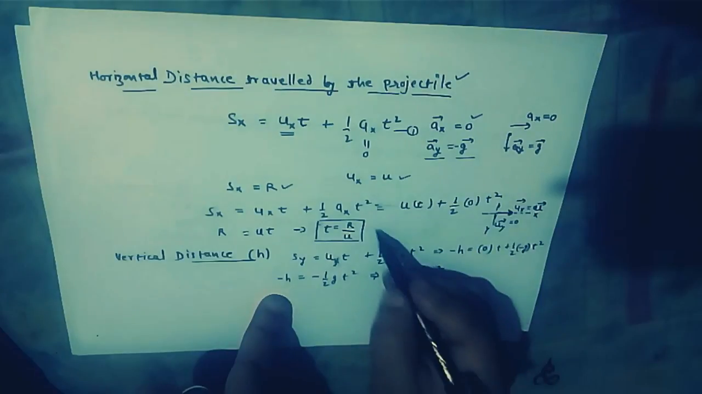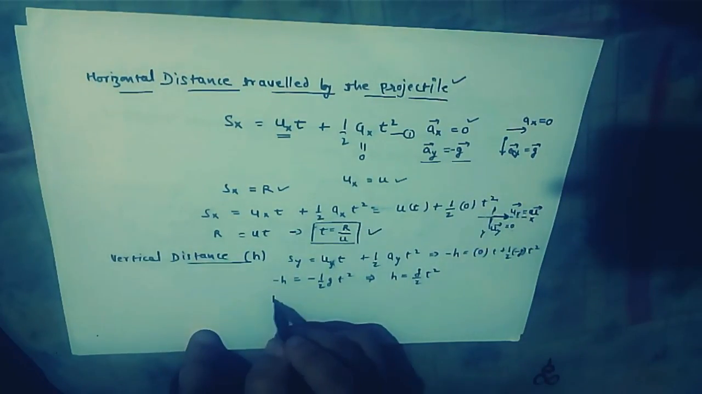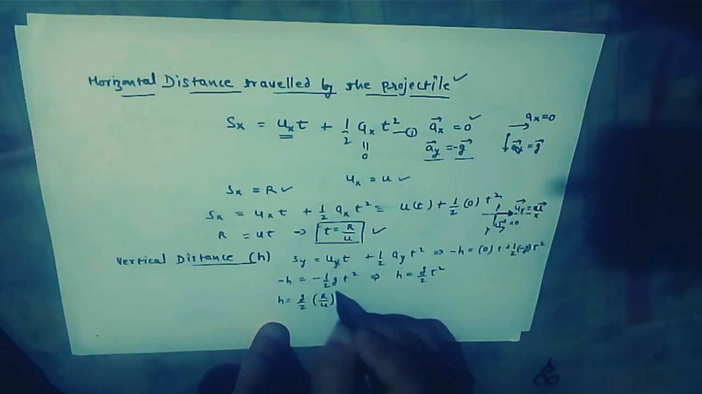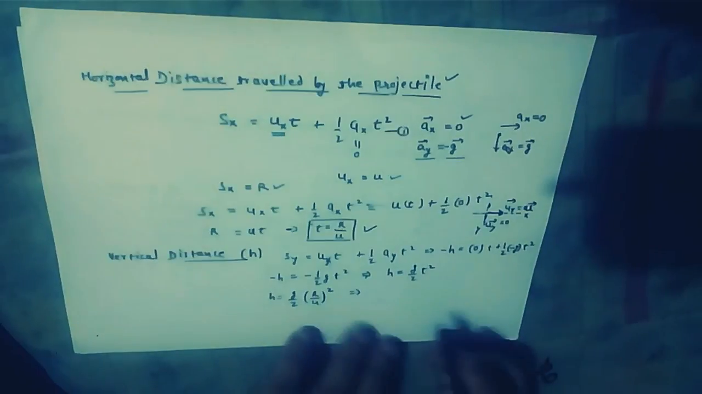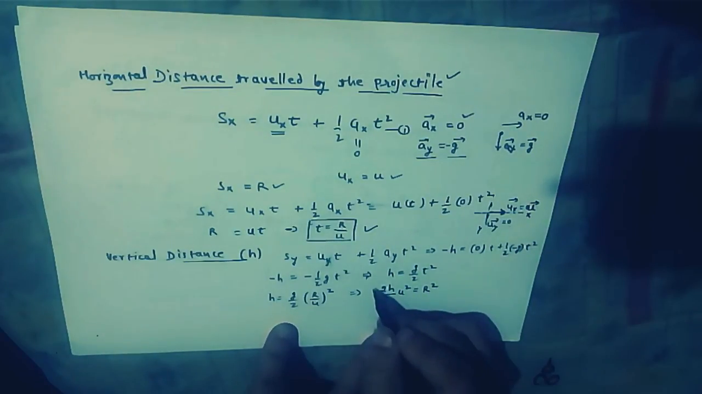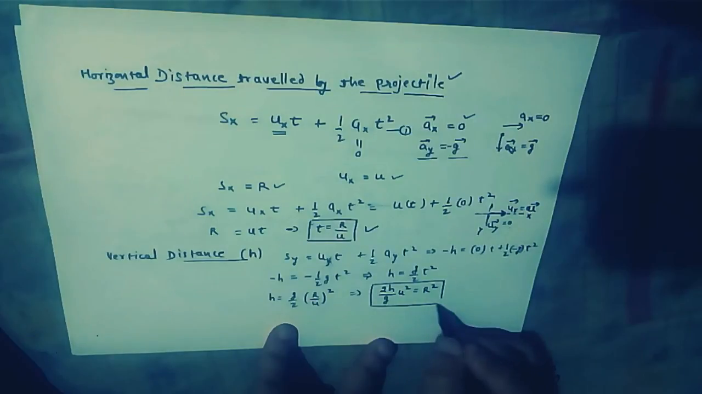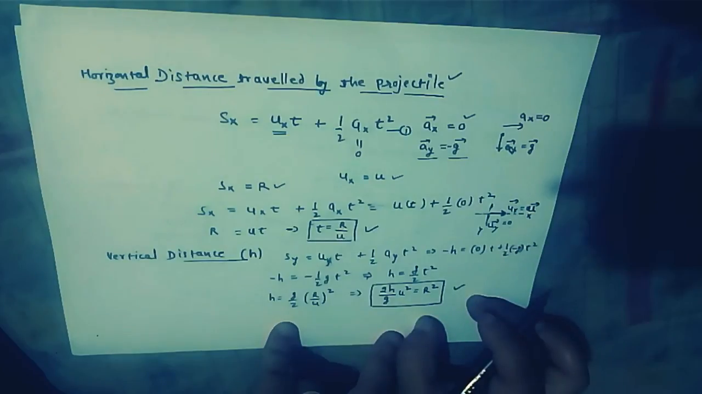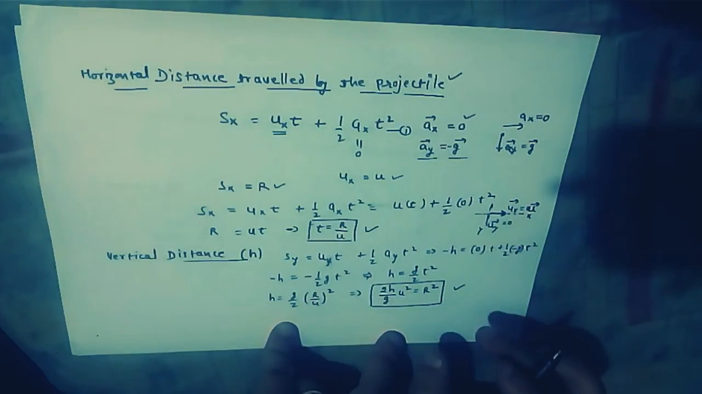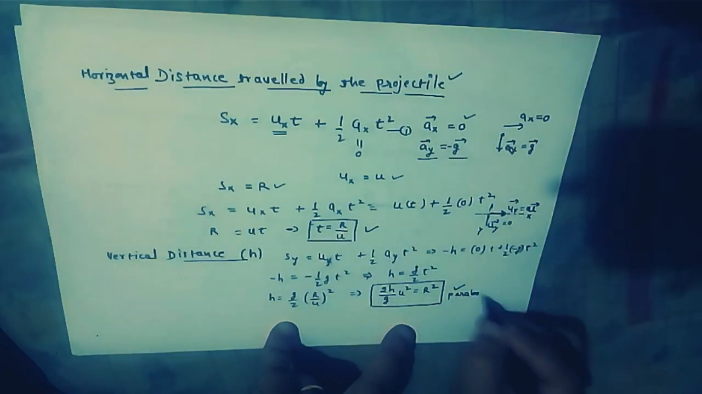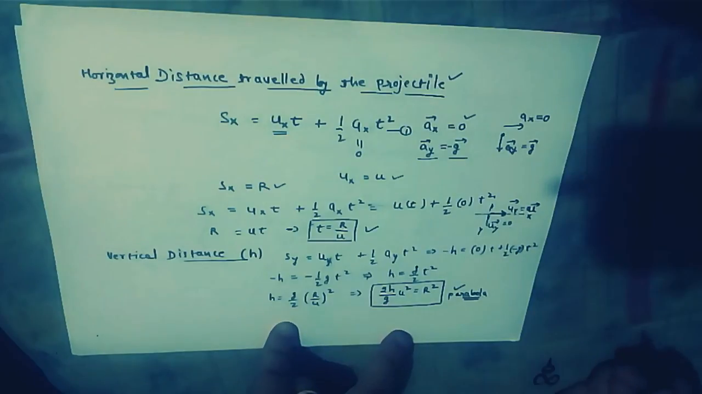But we know what the value of t is. So you can write h is equal to g by 2 into t square, and t is r upon u, whole square. So that would be twice h divided by g, times u square, is equal to r square. That is nothing but the equation of a parabola, right?